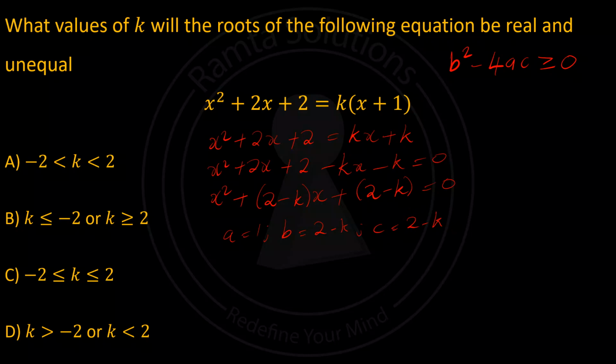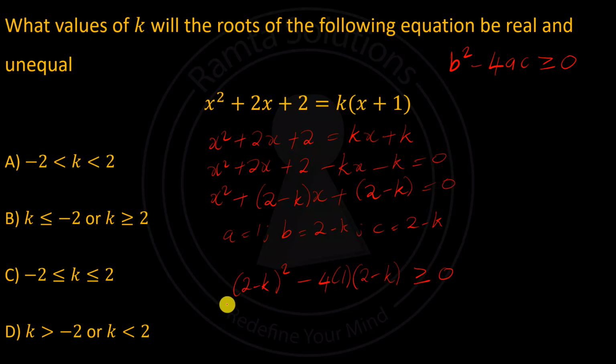Remember what we said? We need to ensure that our discriminant is greater or equal to 0. This is when the roots are real and unequal. Now let's substitute these values into the discriminant. B is 2 minus k all square. What is a? A is 1. What is c? C is 2 minus k. And these are all greater or equal to 0.